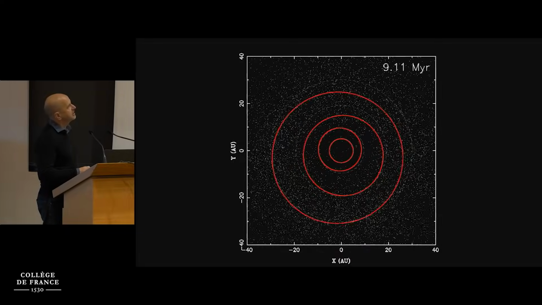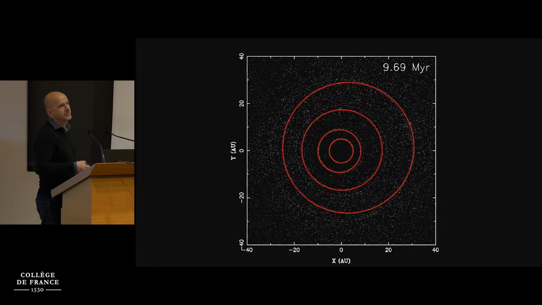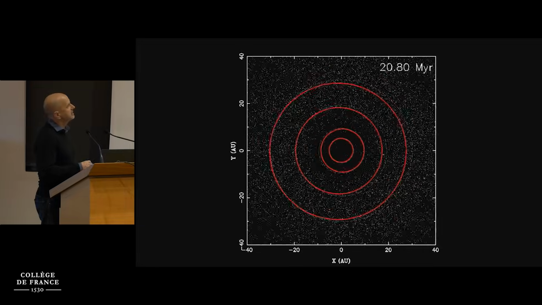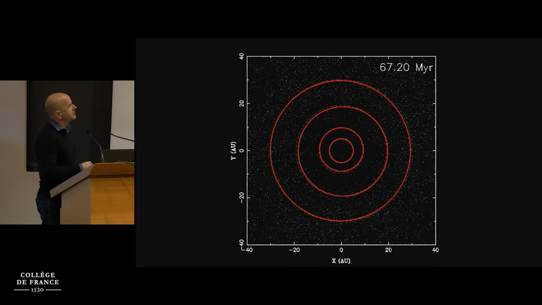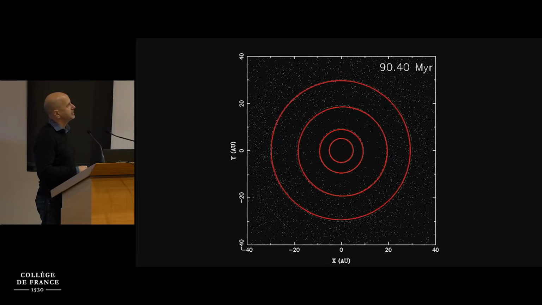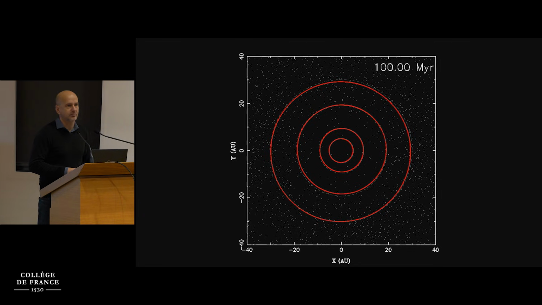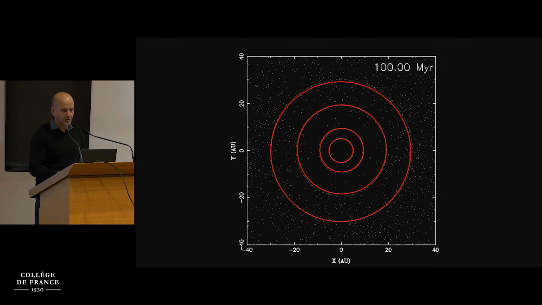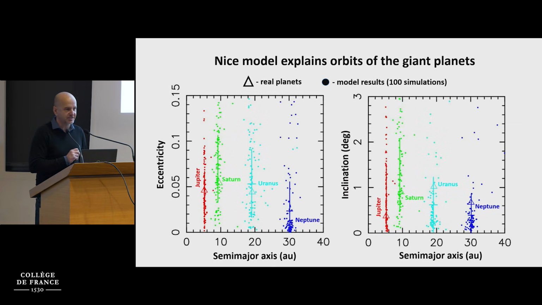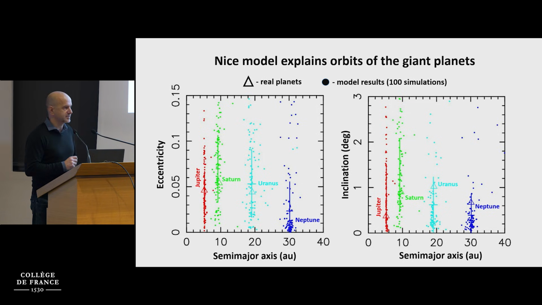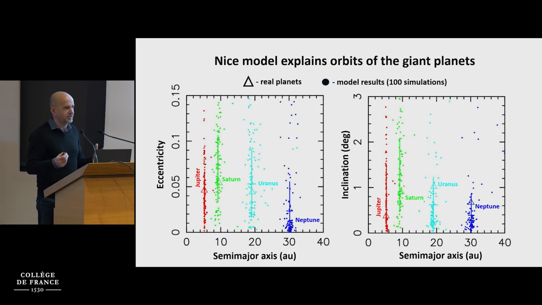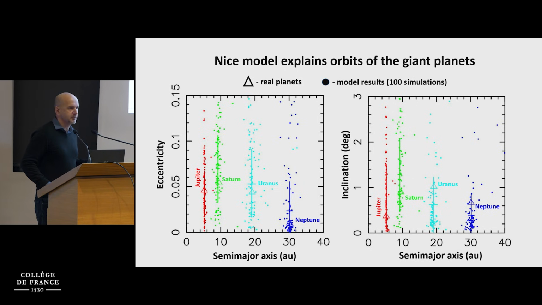And when we speed up again at 10 million years, just to cover some ground, you will see that the simulation runs over 100 million years. At the end of the simulation, you have very good outer planet orbits. Okay, so there are many reasons for the Nice model to be preferred over other models. I don't have time to describe all these reasons, but I give you at least one. And the one is that the Nice model explains the orbits of the giant planets.